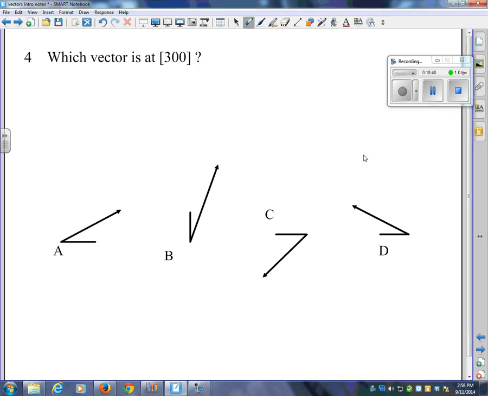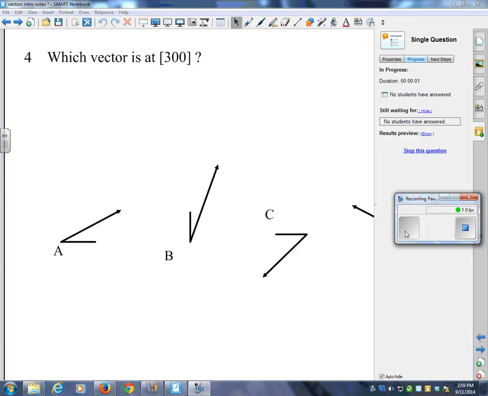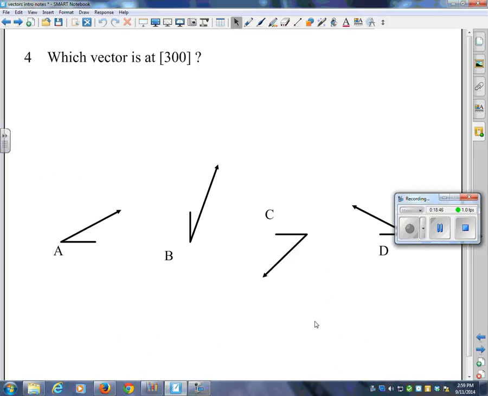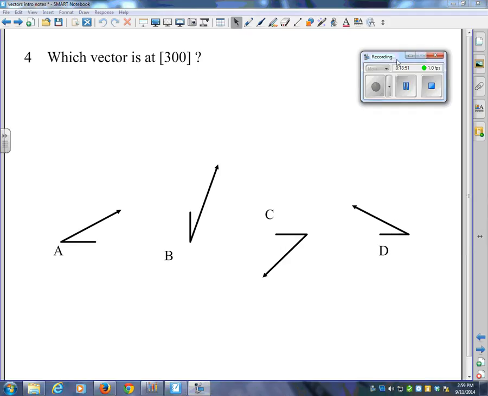Well, did you want me to leave that up there? I'll pause for a second. Which vector is at a direction of 300 degrees? Which of these vectors is 300 degrees? And you have to look a little close and do a little bit of thinking there. You can probably eliminate a couple. You're going to have to be careful on the other ones.